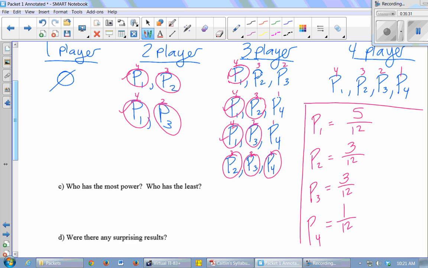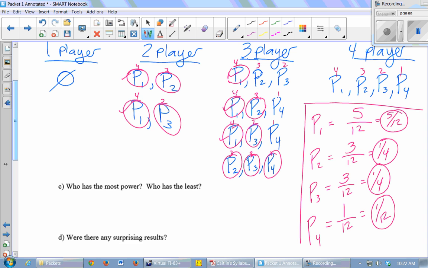So then I would reduce these or change them to percentages. 5 out of 12 is reduced. 3 out of 12, that's a fourth. And 1 out of 12, that's as reduced as it can get. So 5 out of 12 is a little more than half the power goes to the head coach. Oh, sorry, a little less than half the power, yeah.